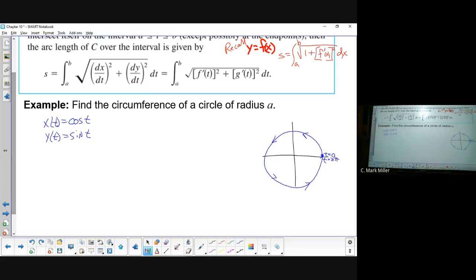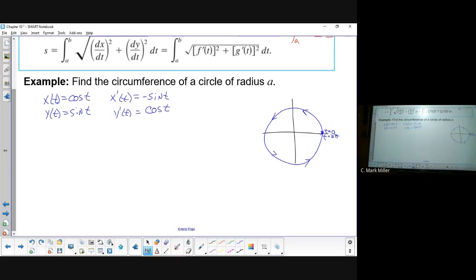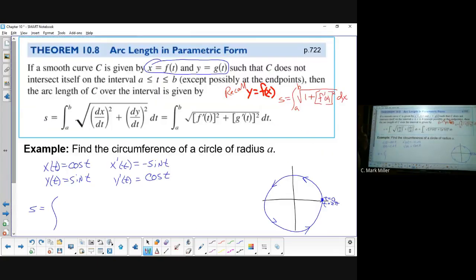Anyway, here we're doing the arc length, right? And so x prime is minus sine t. Y prime is, sorry, positive cosine t. Okay. All right. And so what's our arc length? It's going to be s. It's going to be the integral. Now, look, you're integrating the arc length for t in a certain interval, okay?